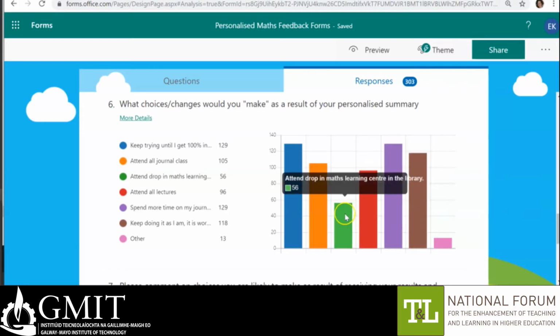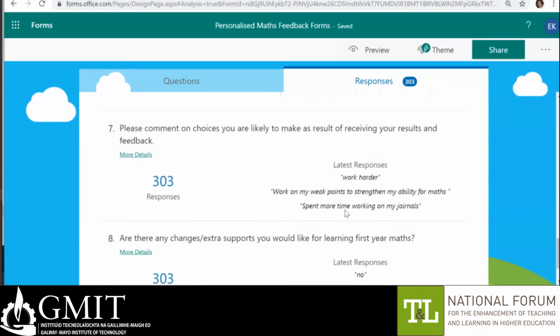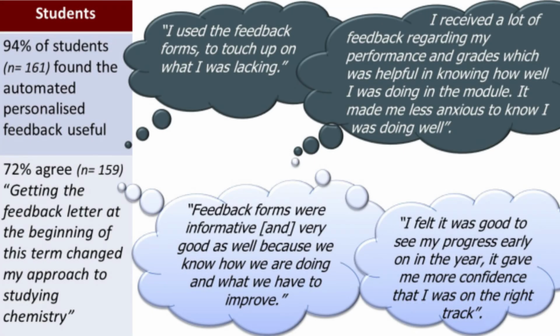On the other hand, we also have students reporting that they are going to make no change, but this isn't necessarily bad either. And this is reflected in the detailed feedback we received from another group of students who received a similar letter, chemistry first years. 94% of those students agreed that the feedback was useful, and 72% said it was going to change how they behaved.